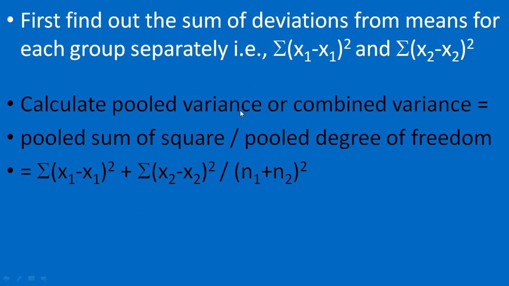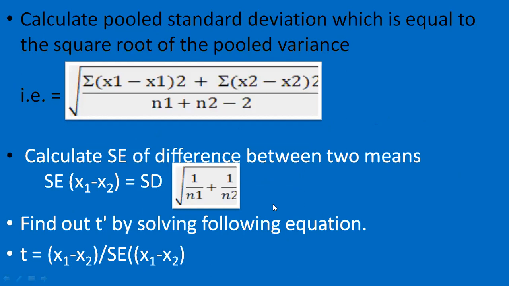But before calculating the standard deviation, we calculate the variance, or the combined variance. That is done with the help of the pooled sum of squares of the differences divided by the pooled degrees of freedom. So the degrees of freedom here will be n1 plus n2 minus 2. If you want to calculate the standard deviation from the variance, we need to take the square root of the variance. That will give you the standard deviation.